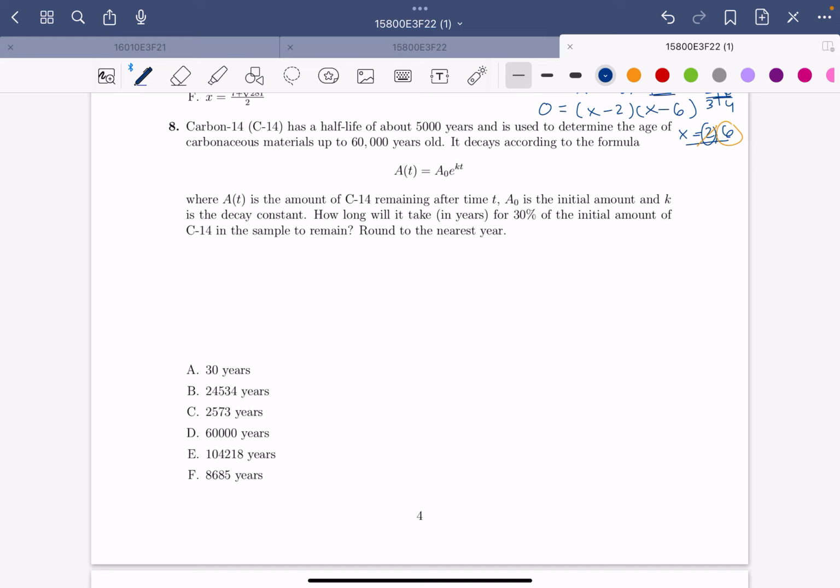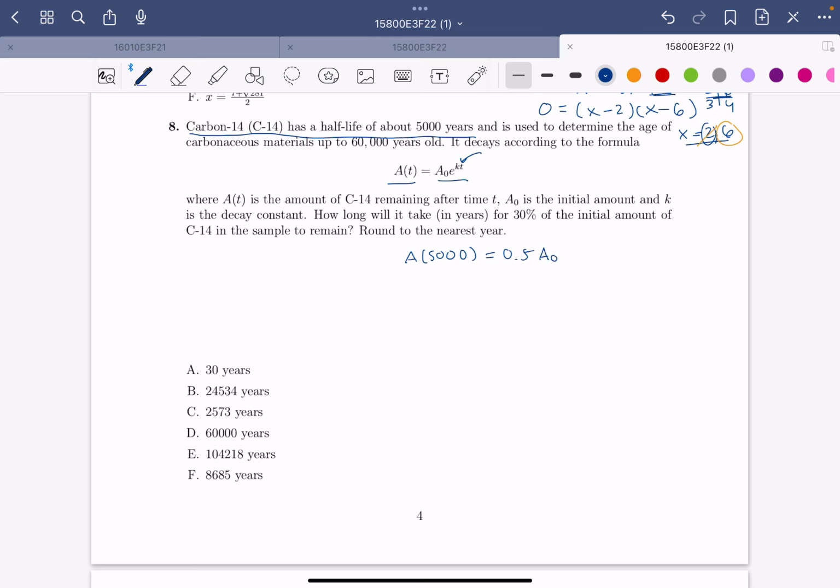So when we look at this equation, the first thing we notice is that we don't know what this k value is. With these problems, if you don't know what the k value is, there's usually an initial value hidden somewhere in the problem statement, and it is in fact right here. It says carbon-14 has a half-life of about 5,000 years. That means that A of 5,000 years will equal half, or 0.5, of A naught.